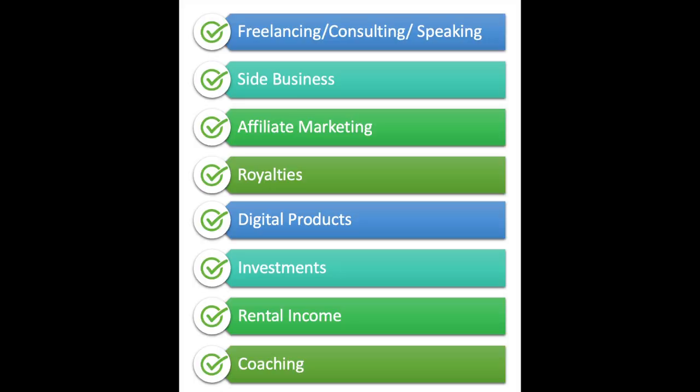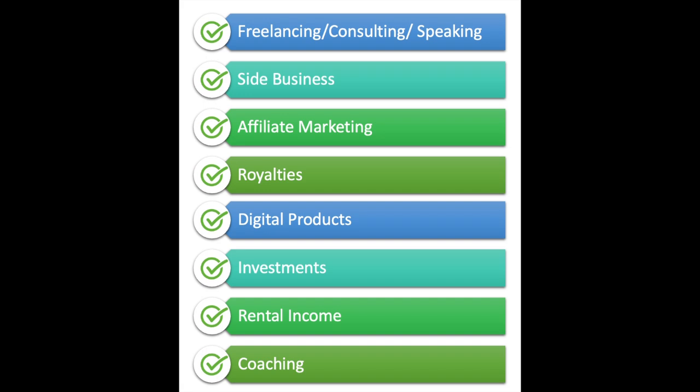So let's talk about what can be your multiple sources of income. It can be freelancing, consulting, or speaking. It can be a physical side business that you have. You could do affiliate marketing. You can get money from royalties. There could be digital products. That's what we are going to talk about today. There could be investments, rental income, and coaching.